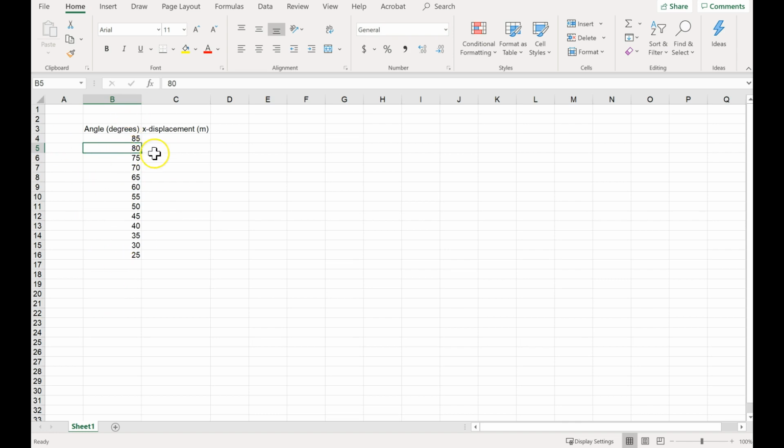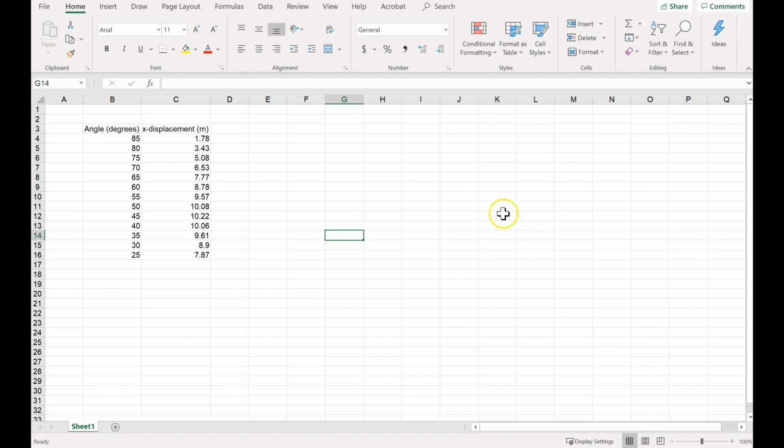If you know how to use formulas in Excel, and we'll learn that later, but if you already know how, you can simply do equals, click on the first cell, subtract 5, hit enter, and then you can drag that down to everything below to generate your degrees. Okay, now we type in our X displacements that we recorded earlier on our iPads.